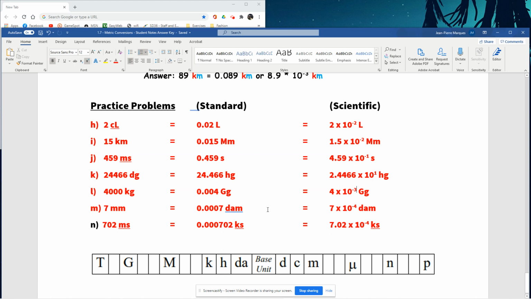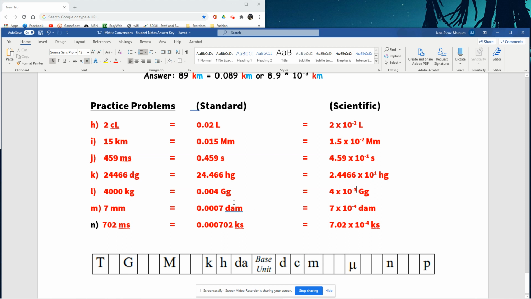Exponential method, milli is to the minus 3. Deca is to the positive 1. What's 3 minus 1? Well, that's minus 4. Sorry, negative 3 minus 1 is minus 4. Therefore, that's 1 over 10,000. If I divide this by 10,000, I get 0.0007.